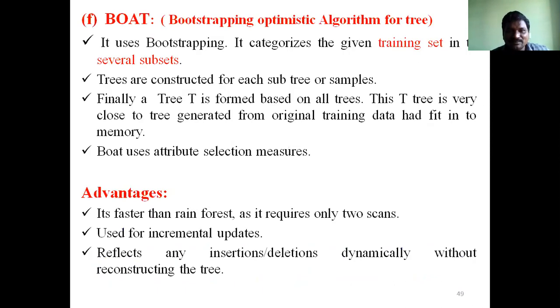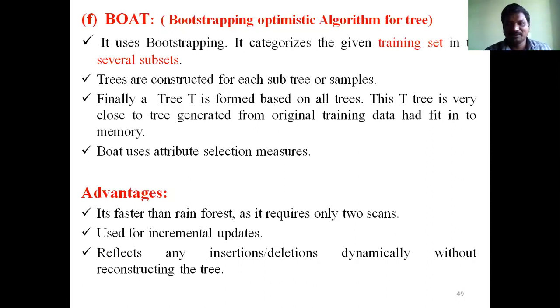And then the other one is BOAT, the bootstrapped optimistic algorithm for tree construction. It uses several subsets. Trees are constructed for each subset of our sample. Finally, a tree T is formed based on all the trees. This tree is very close to the tree generated from the original training data had it fit into memory.